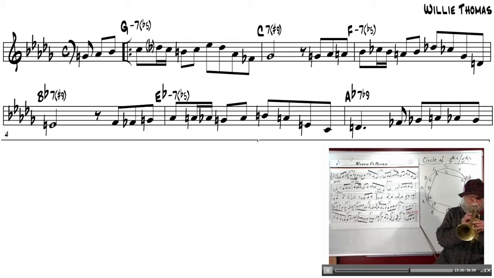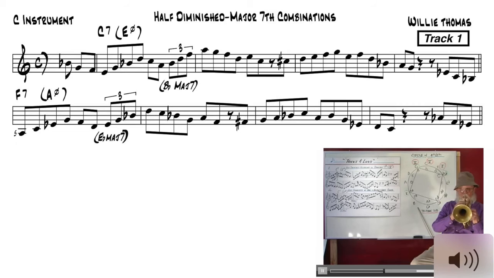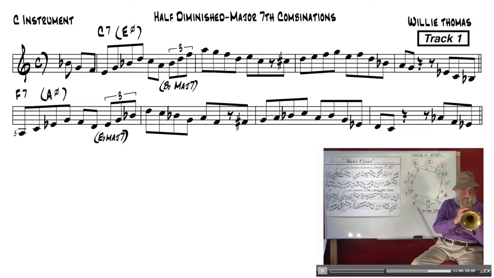Now, we'll move on to the half-diminished two-pack. In Lesson 1, the half-diminished chord tones provide an important sound and color for a 2-5 in the bebop language. Listen to the half-diminished chord tones provide the tritone vocabulary in this blues.